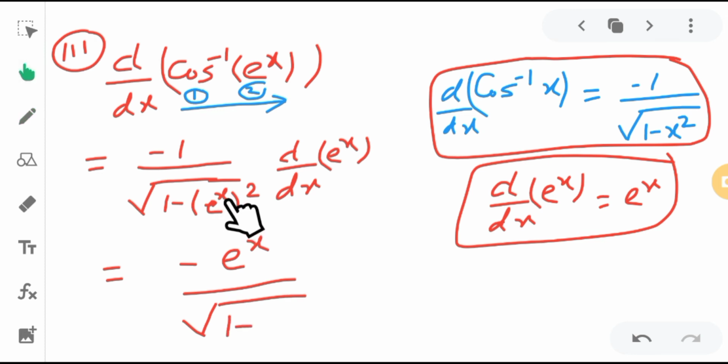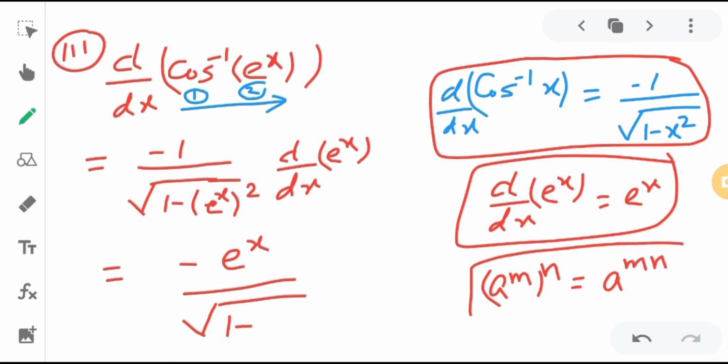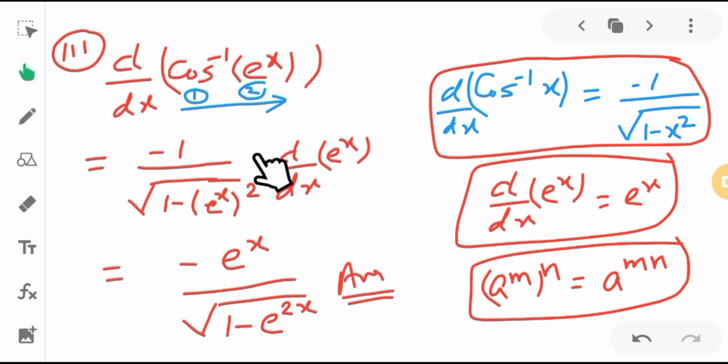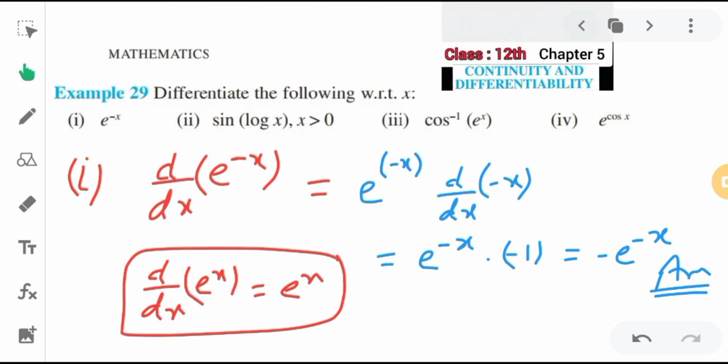For power to the power, it gets multiplied using the formula a to the power m to the power n is a to the power m into n. So here also e to the power x and to the power 2, so the powers get multiplied, giving e to the power 2x. Okay, so this will be our answer. I hope the third part is also clear. We used the chain rule only in this question also. So now we'll move to the fourth part.